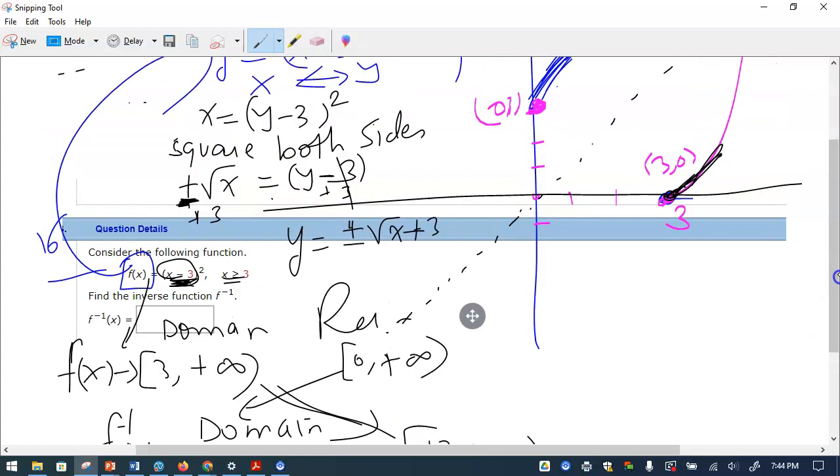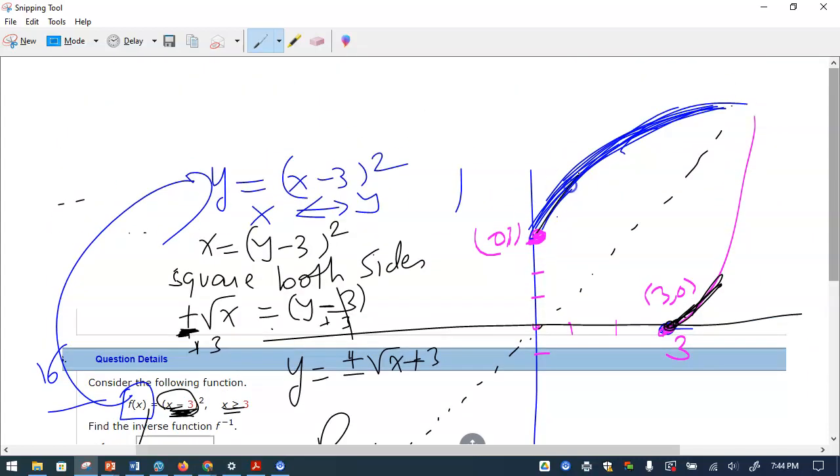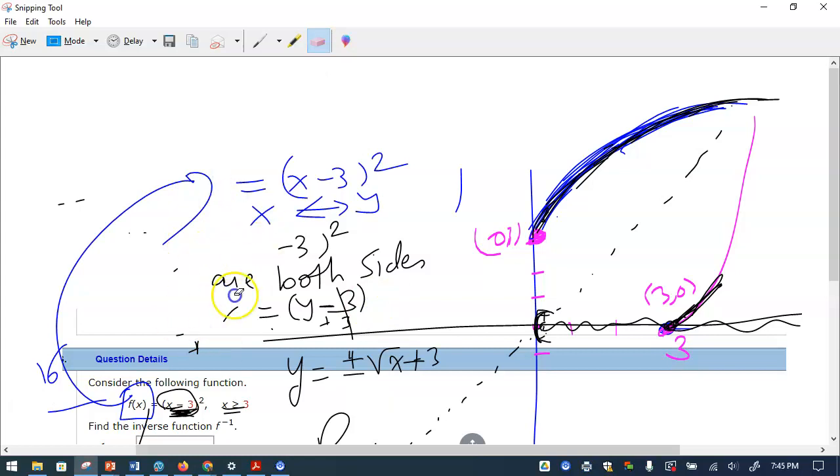That means the graph has to be on the right side. So this graph, the square root positive, has to be only this side, from 0, 0 and all the way. That's what it means. So that's why we have to take this off. But still, both equations have the same domain as positive.